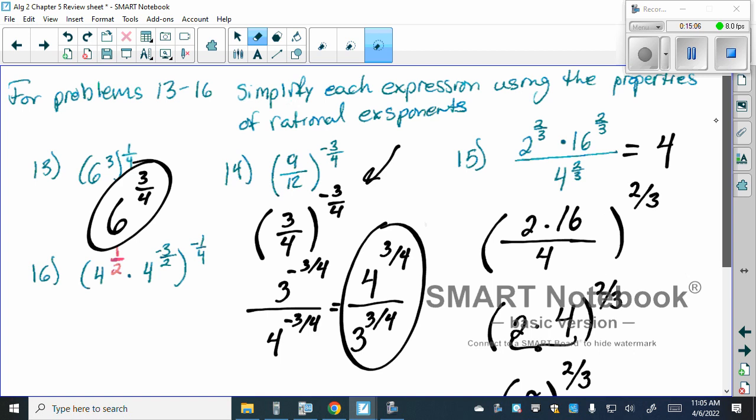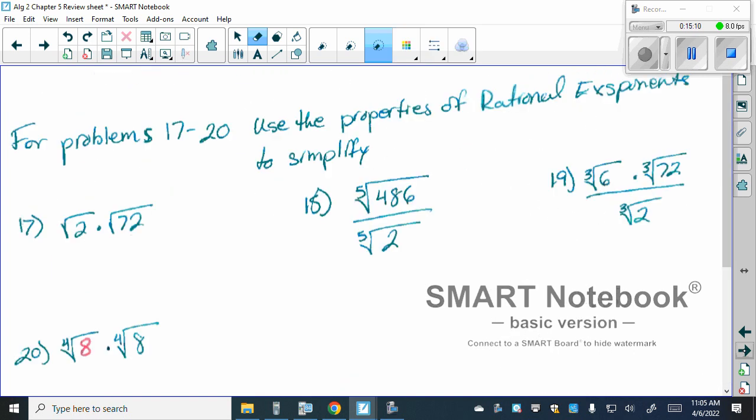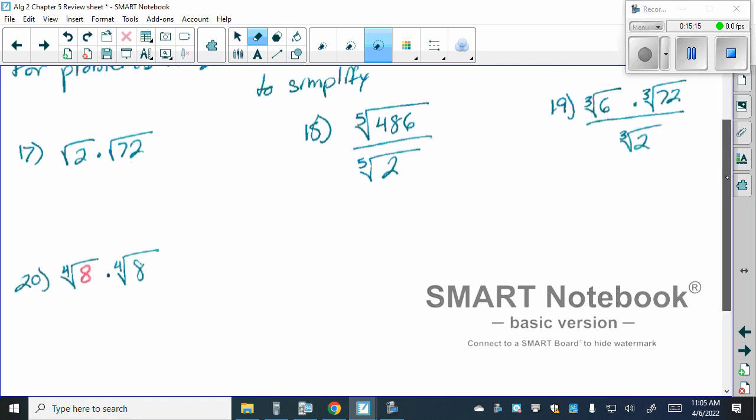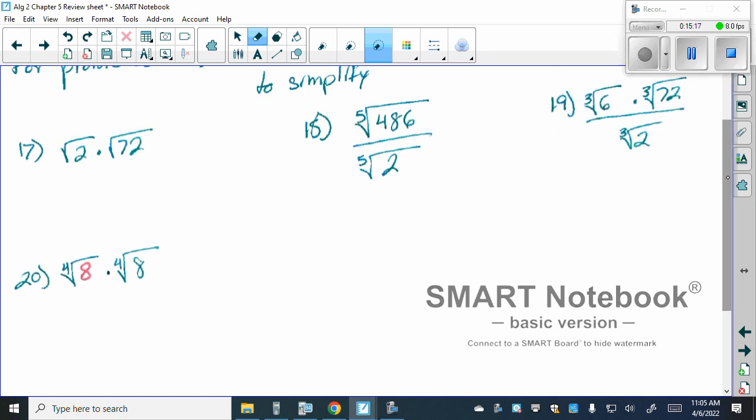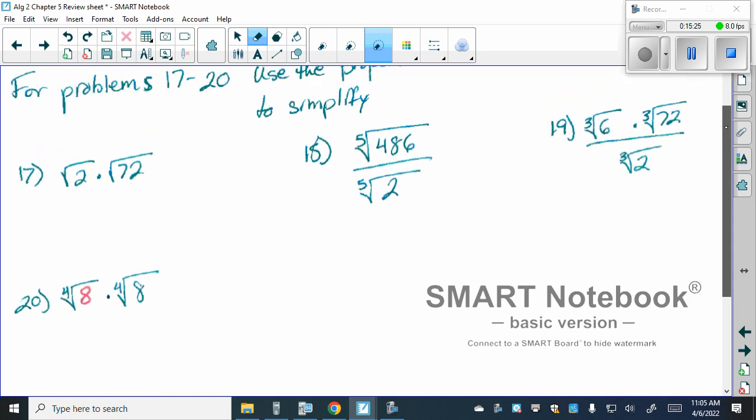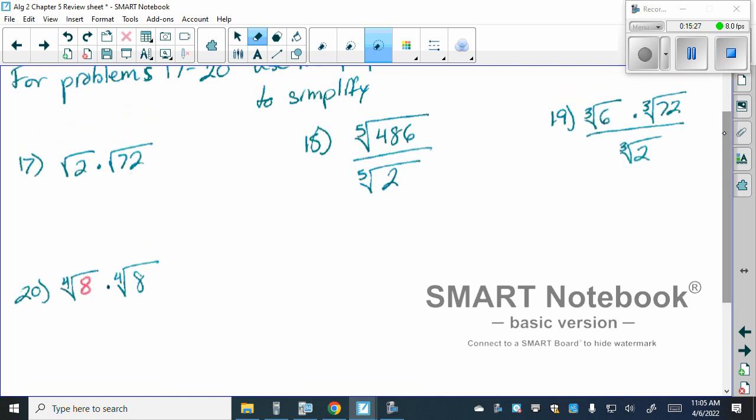Any other questions on these here, 13 through 16? 17 through 20. Yes. 20. Because I think the rest of them actually work out nicely in a calculator.